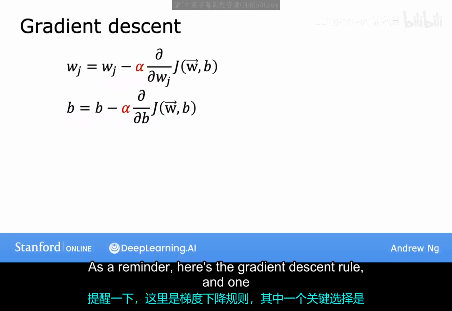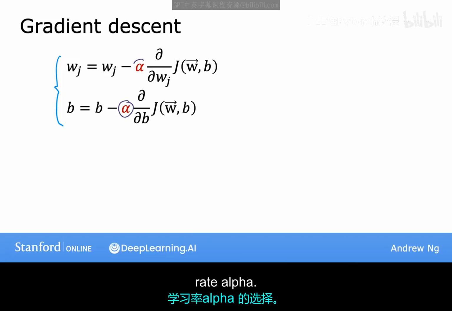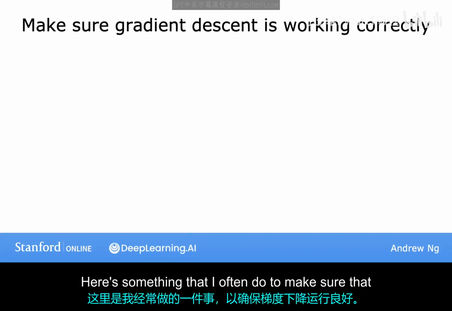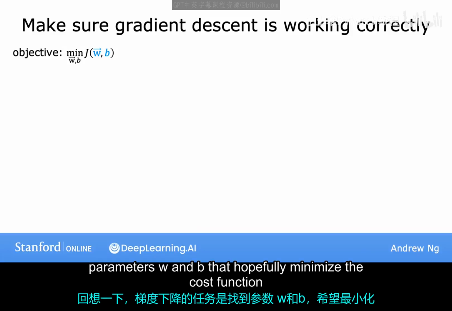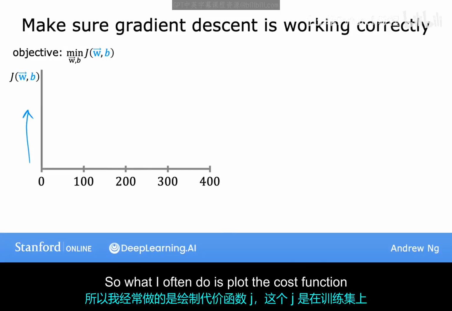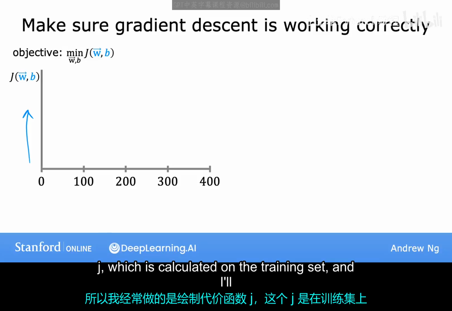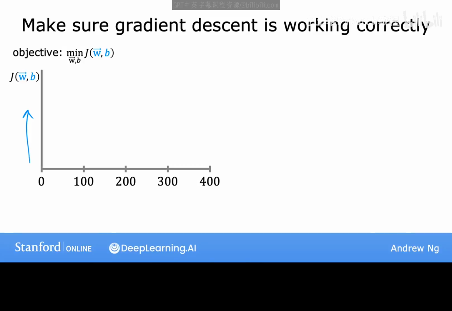Let's take a look. As a reminder, here's the gradient descent rule, and one of the key choices is the choice of the learning rate alpha. Here's something that I often do to make sure that gradient descent is working well. Recall that the job of gradient descent is to find parameters w and b that hopefully minimize the cost function J. So what I often do is plot the cost function J, which is calculated on the training set, and I'll plot the value of J at each iteration of gradient descent.